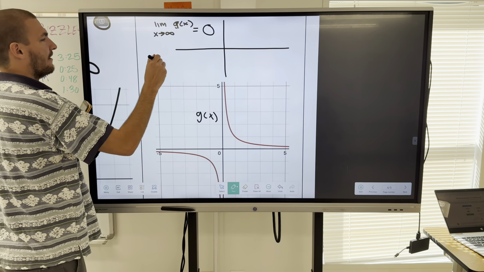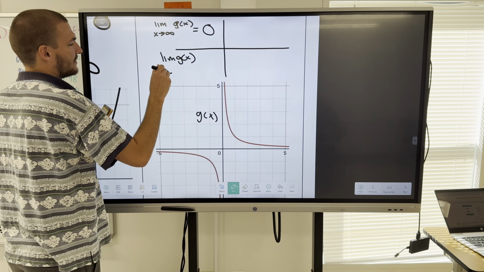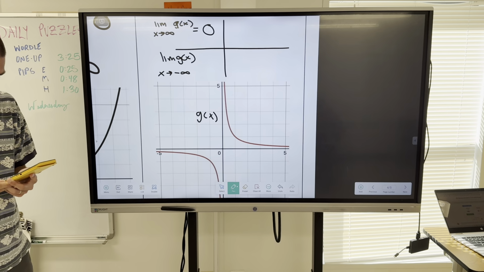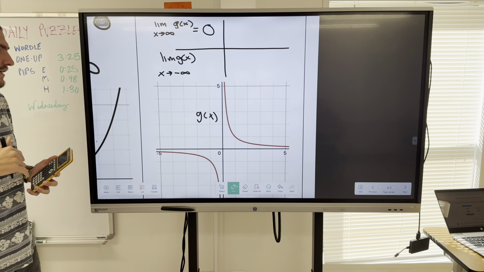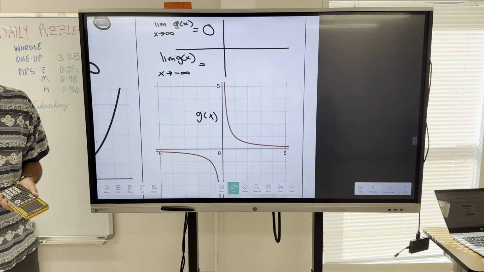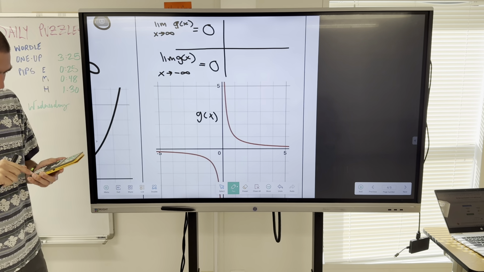Excellent. Of course, the next question I'm going to ask you is the limit of g of x as x is going towards negative infinity. Person number 5. 1, 2, 3, 4, 5. Grady, what do we think as it's going towards negative infinity? Also 0. All right.